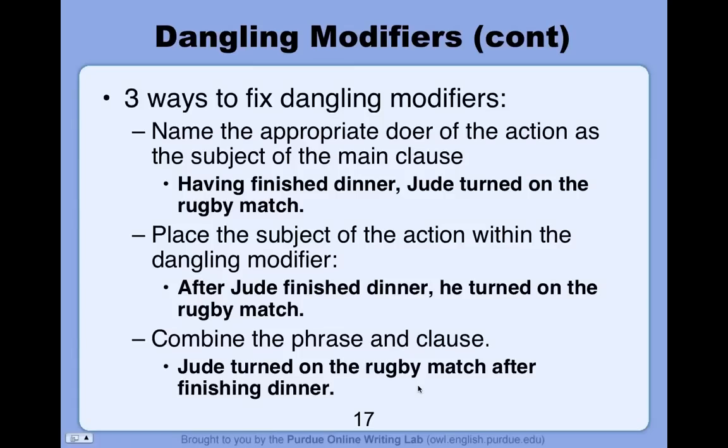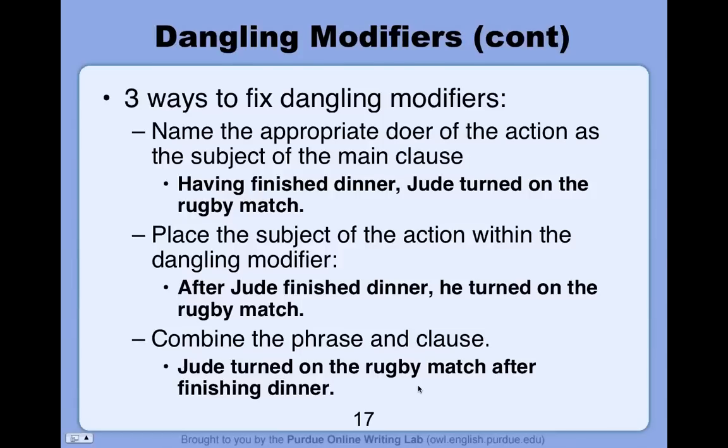So you've got 3 ways to fix dangling modifiers. 1. Name the appropriate doer of the action as the subject of the main clause: "Having finished dinner, Jude turned on the rugby match." 2. Place the subject of the action within the dangling modifier: "After Jude finished dinner, he turned on the rugby match." Or the third way, combine the phrase and clause: "Jude turned on the rugby match after finishing dinner."